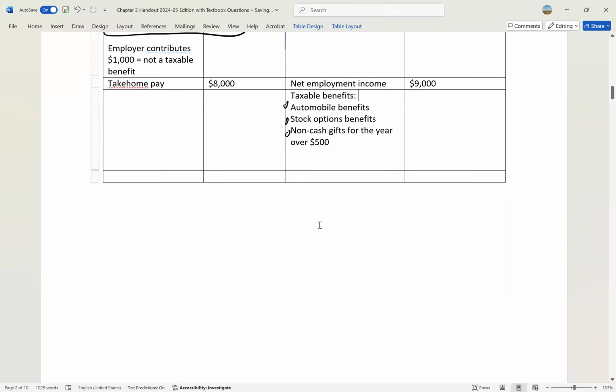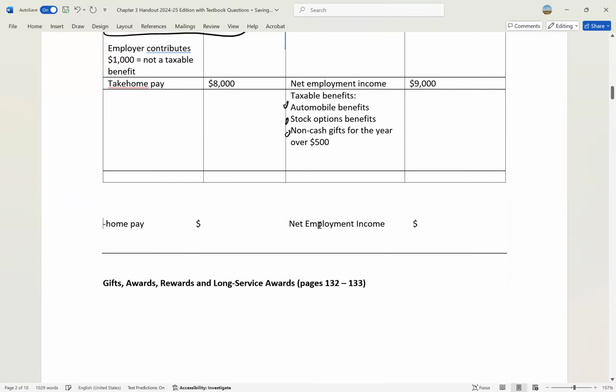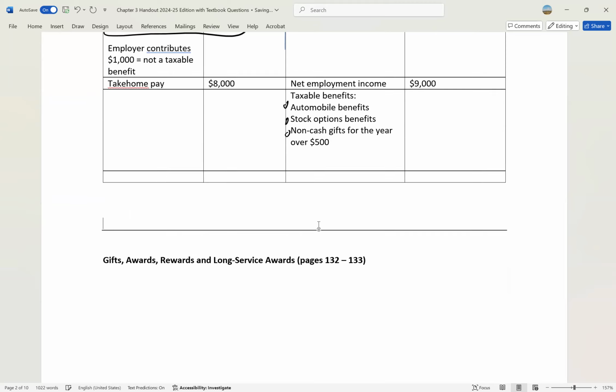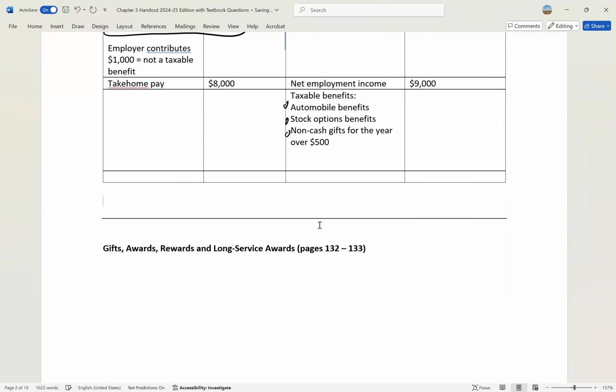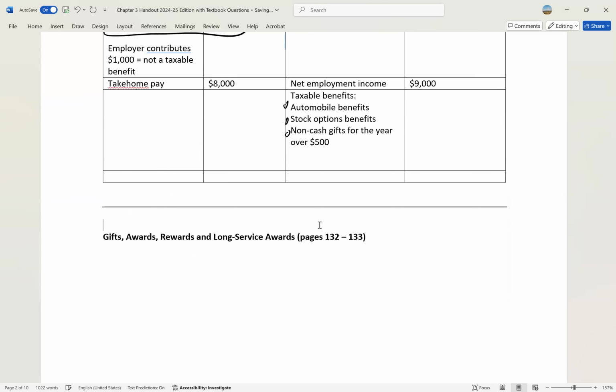So when I talk about these non-cash gifts over 500, let me just erase that. That was up there. In your textbook, on pages 132, 133, they talk about gifts, rewards, and long service awards. It's just covered over 2 pages, but these rules are really good to know. What it says is that there is this $500 annual exemption for non-cash gifts.